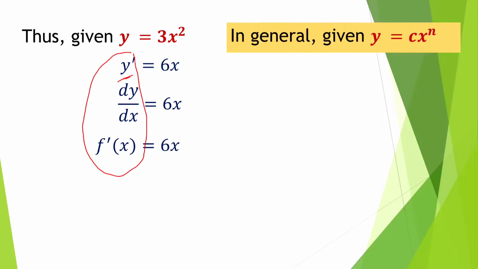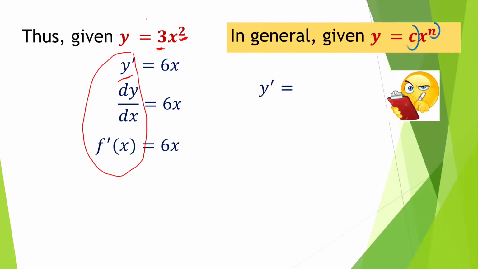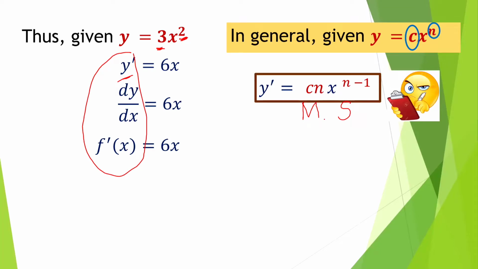So in general, given y equal to cx to the n, ito yung c, coefficient, the n is the exponent, the y prime will be Cn, multiply natin si coefficient by the exponent, tapos subtract 1 from the exponent. Okay? So basically, ang tatandaan nating process, multiplication, subtraction. So MS lang yung ating acronym MS. Multiply, subtract. Multiply coefficient by the exponent, and then subtract 1 from the exponent. We take note of that.